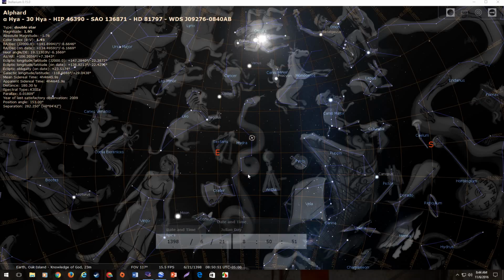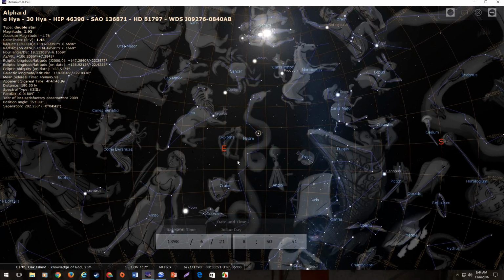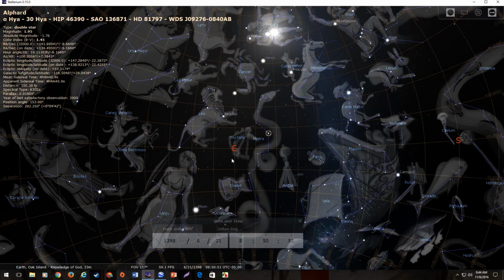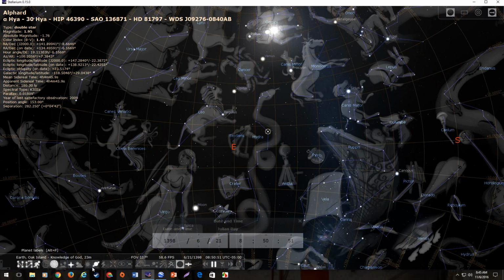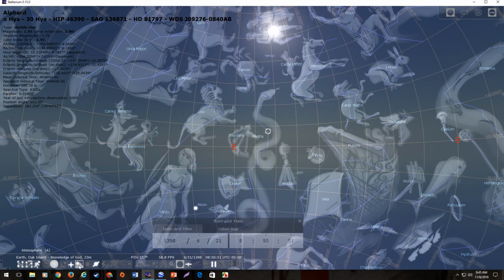Okay, today I'd like to show you the voyage of Henry Sinclair from Scotland to Oak Island, or to New Ross, in 1398, in the astronomy over Oak Island. This is looking east. You have to imagine yourself standing right on the money pit on Oak Island. This is the exact coordinates for the money pit on Oak Island. We're looking east. Okay, it is 8:50:51. The sun would be up.